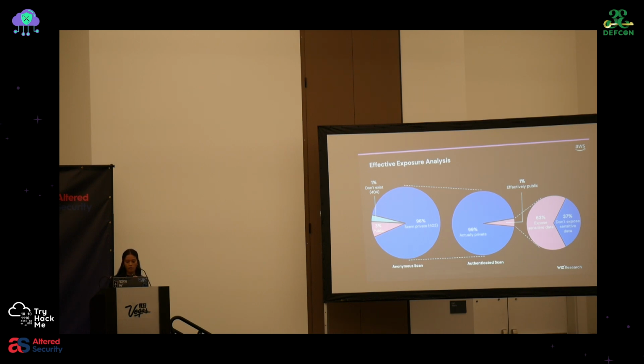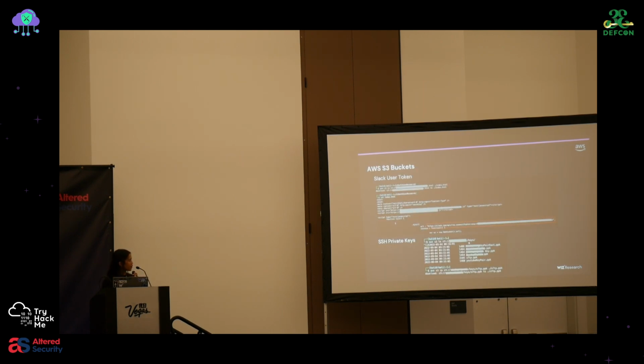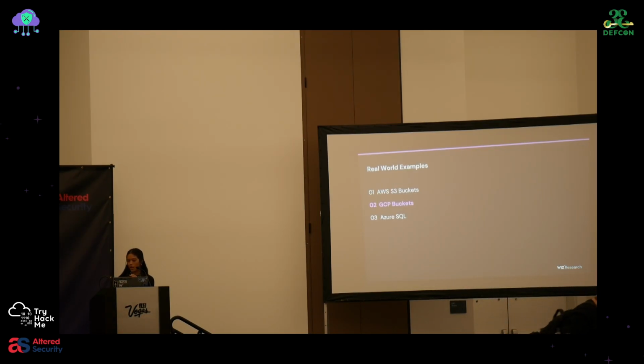Really lots of cool stuff. And this is what we can show you. So you can see we were able to find Slack user tokens and also a bucket full of lots of SSH private keys that we were able to download as well. Well, that was the S3 bucket scenario, and I will pass the mic again to Yaara for the next one.